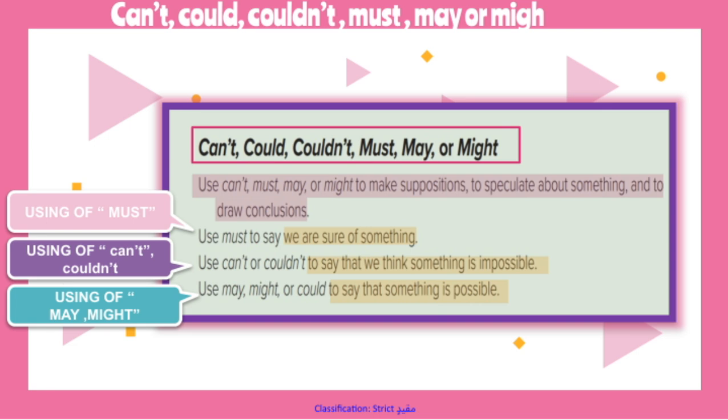Next, we have can't and couldn't, which are used to express impossibility or something that we are unable to do. For instance, I can't attend the meeting means I'm unable to go, and he couldn't finish the project on time indicates a lack of ability or opportunity.